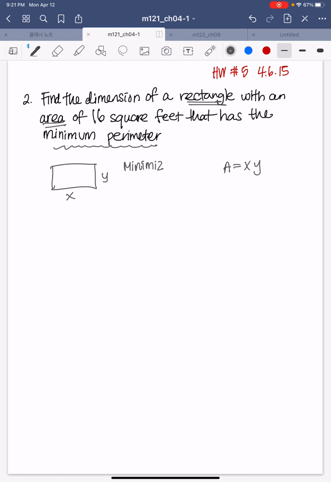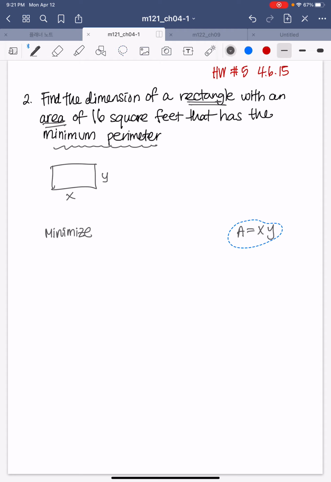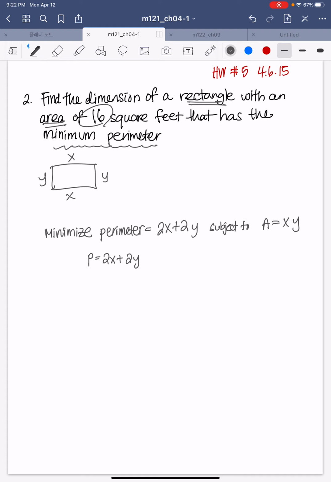Perimeter. How do you find the perimeter? That's adding all the sides, so 2x plus 2y, subject to our area function. So let's start filling in the blanks. Perimeter is 2x plus 2y. Now we are given the area value, so 16 is equal to xy. We are minimizing perimeter, so I'm going to be using this one.